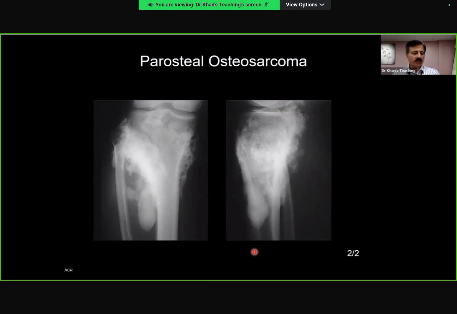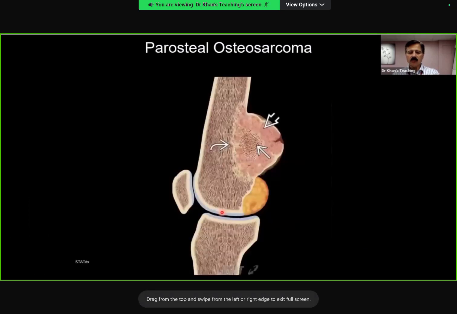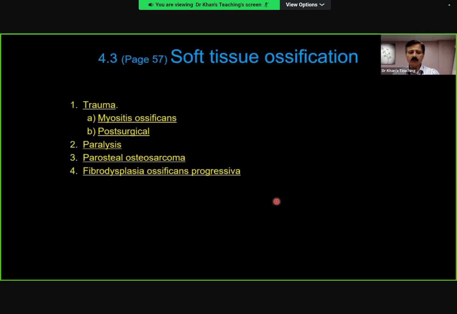As I told you, it's an aunt mini case. If you have seen it, you are not going to miss it. If you have not seen it, you will be struggling. A sign which is given is that at times, part of the lesion and the cortex, there might be a lucency, which is visible here. So this is parosteal osteosarcoma.